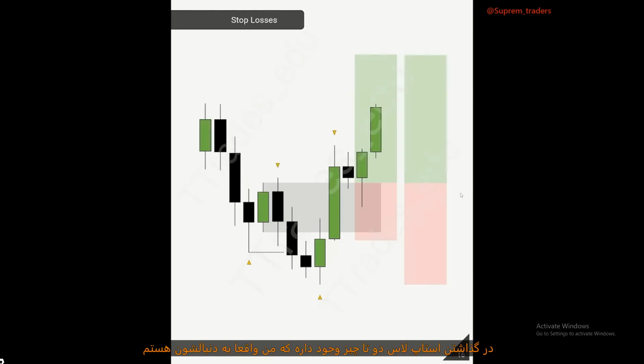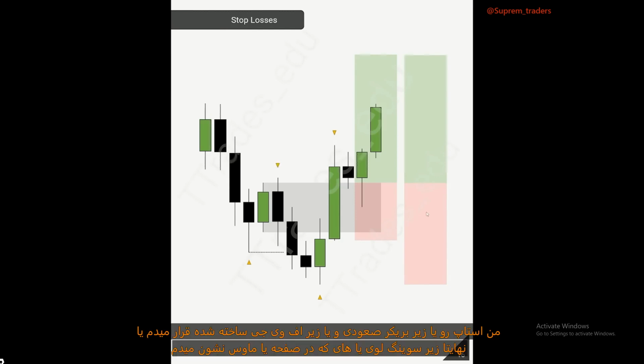So when placing a stop loss, there are two things I really look for. I look to place it either below the bullish breaker block and the fair value gap that is created there, or at the swing low or high.